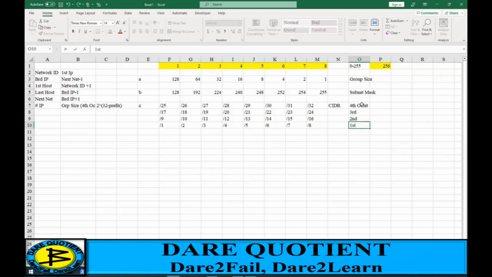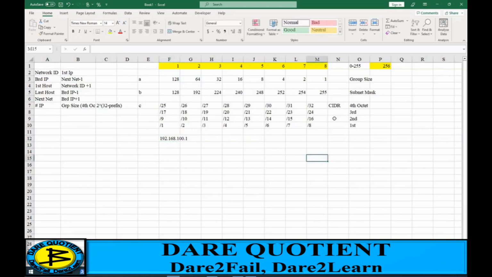So this corresponds to your fourth octet. Whenever you write your IP address, this corresponds to the third, this corresponds to the second, and this corresponds to your first. So let's say you have an IP address of this sort. Let's say 192.168.100.1. This is your fourth octet. This is your third octet. This is your second octet, and this is your first octet.